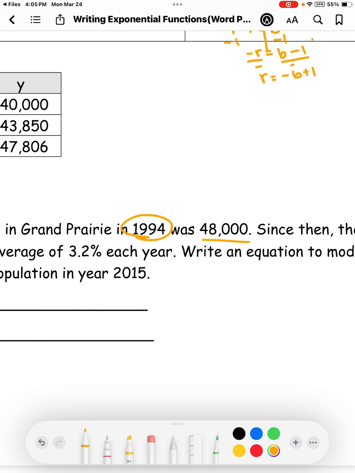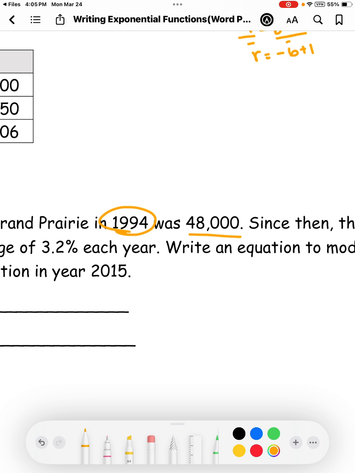Okay, let's say that was the start, that's when Grand Prairie was founded. So if this is when Grand Prairie was founded and there started off 48,000 people, what does that 48,000 represent? And remember, think y equals a times b to the power of x. That would represent my a value, right? Because this is how much I started with, my y-intercept. Okay, so there's my a.